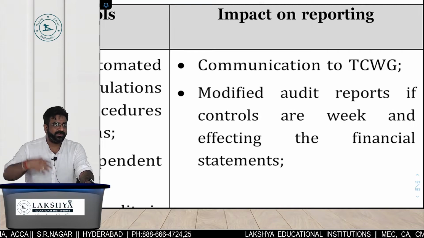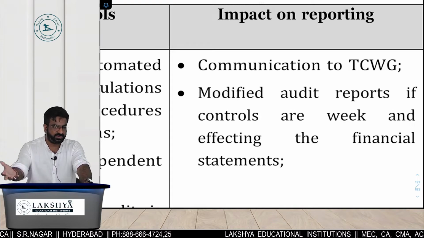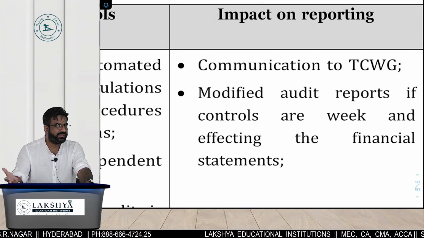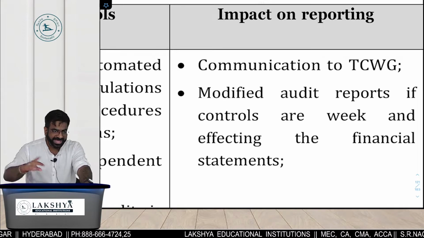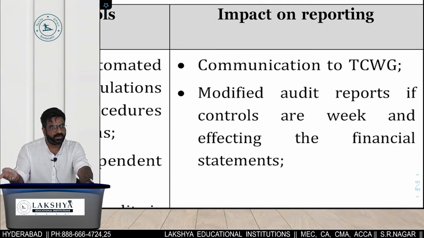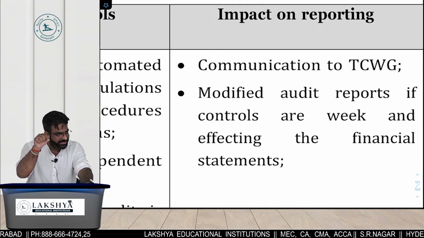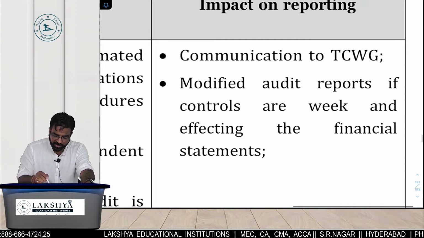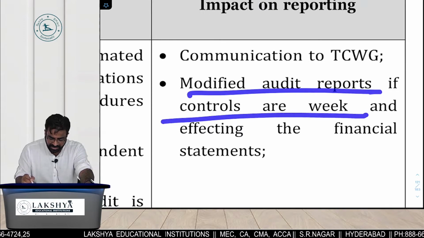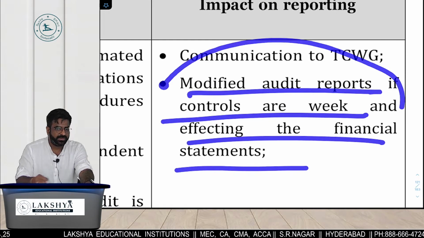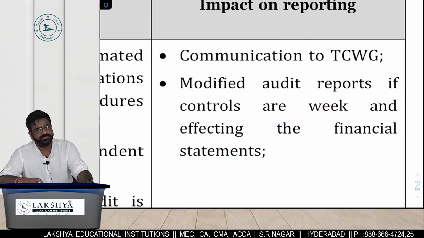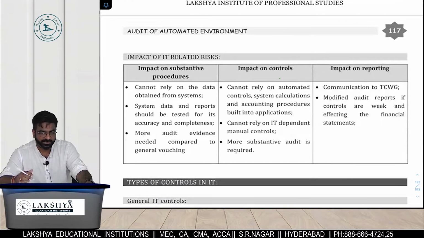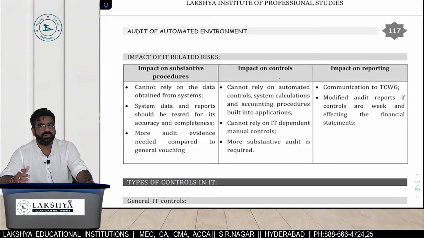Because if we are not able to understand their accounting tools, we will never be able to do the audit of the same. So it has to be accounting plus what? Auditing tools, both to be introduced at the same time. Clear everyone? So next point, modified audit reports if the controls are what? Weak and affecting the which statement? Financial statement. In most automated audits, you generally end up giving the modified report also.